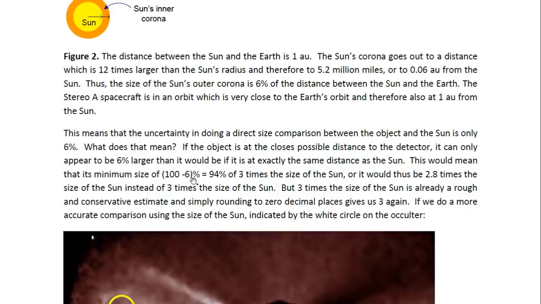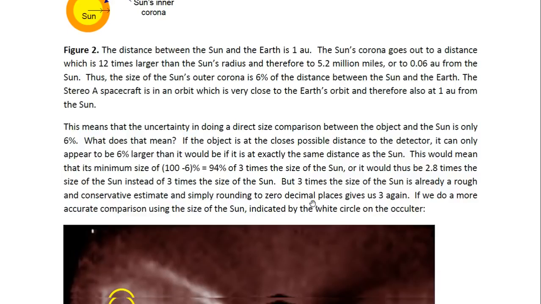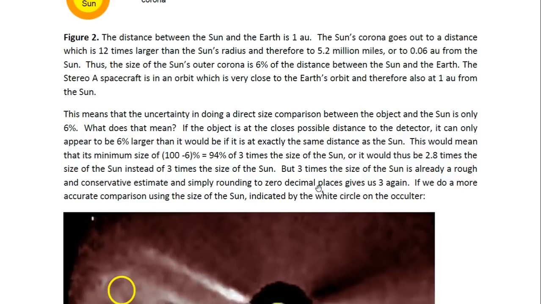size would be 100 minus 6, which is 94% of the size we estimate, which is 3 times. So if we multiply 0.94 by 3, we get 2.8. And so it would mean that it would be 2.8 times the size of the Sun. But again, this is a rough estimate, so we would immediately round off the value to 0 decimal places, and we get 3 again.